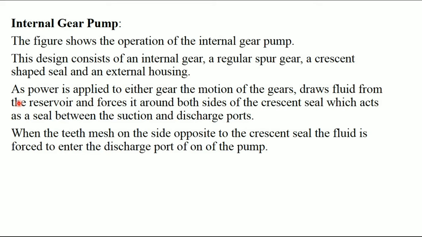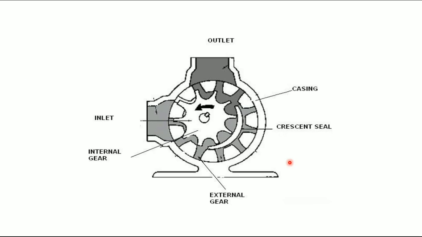As power is applied to either gear, the motion of the gears draws fluid from the reservoir and forces it around both sides of the crescent seal, which acts as a seal between the suction and discharge ports. When the teeth mesh on the side opposite to the crescent seal, the fluid is forced to enter the discharge port of the pump. So this is the construction of the internal gear pump. We have already discussed the working.